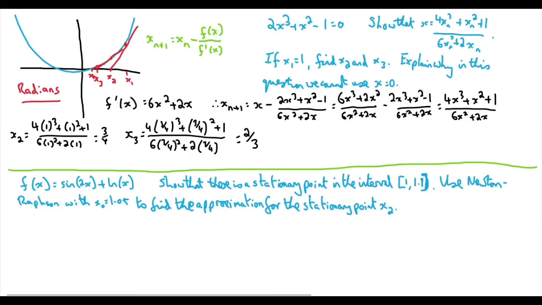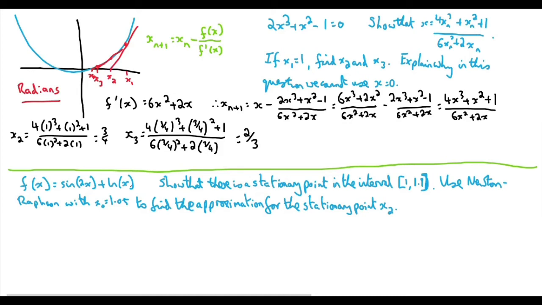To wrap up then, we once again just see how you get along with an example of your own. Here, the f of x is sine 2x plus ln x. Show that there is a stationary point in the interval 1 and 1.1. Use Newton-Raphson method with x0 being 1.05 to find the approximation for the stationary point x2.